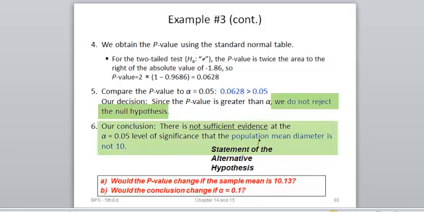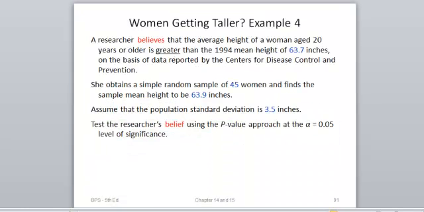So our conclusion would be there is insufficient evidence, or there is not sufficient evidence, however you want to state it, at the 0.05 significance level that the population mean diameter differs from 10. Now it's time to look at how we could use Minitab to help us to calculate these. So let's look at this.